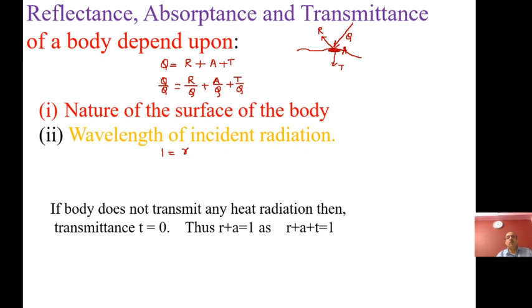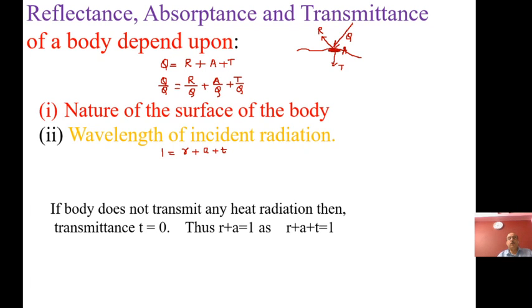The amount of absorbed heat to the total amount of heat radiation is called absorptance, and it is represented by small a. And the energy which is transmitted to other side of the object to the whole amount of energy which is coming in form of radiation, the ratio is called transmittance, and it is represented by T. These depend on the surface of the body and wavelength incident on them.